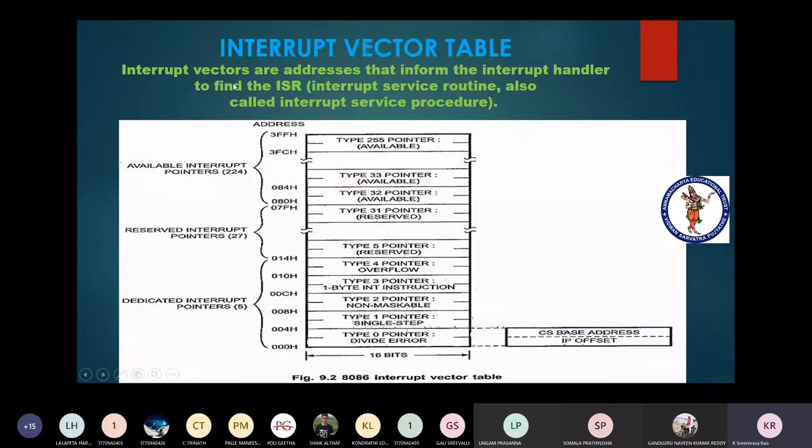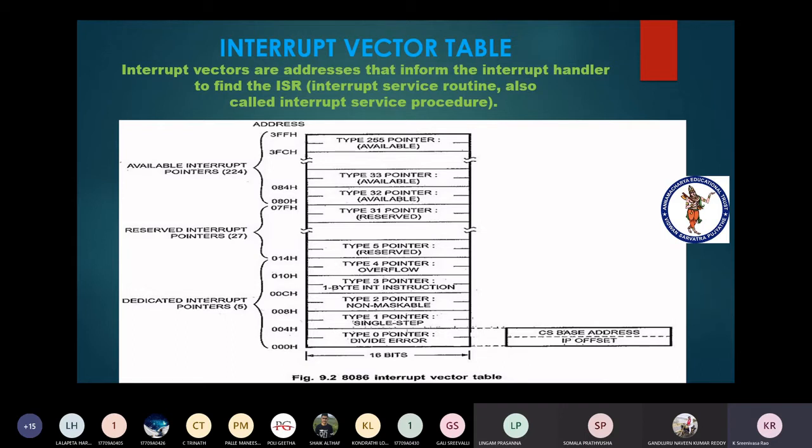So that is about the interrupt. Now the interrupt vector address. An interrupt vector is an address. Those addresses are kept in memory. Such a block we call the interrupt vector table. The interrupt addresses are kept in memory at a particular place, and that entire block we call an interrupt vector table.